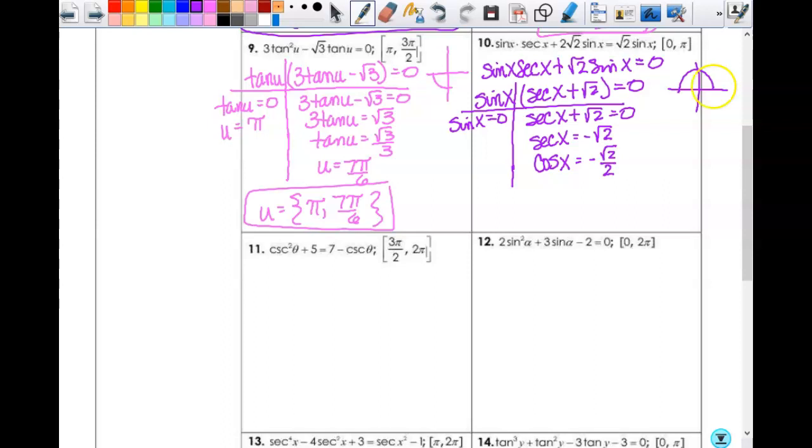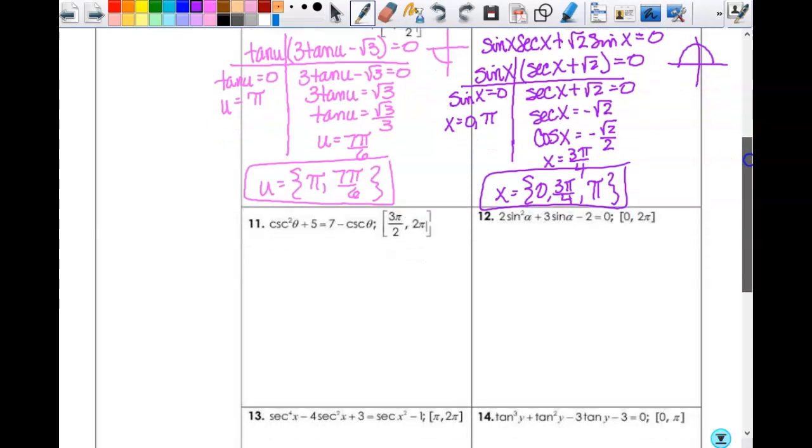Okay, so from 0 to pi, when is the sine of x 0? 0 and pi. And when is the cosine negative square root of 2 over 2? 3 pi fourths. Good. So then x is equal to 0, 3 pi fourths, and pi. Everybody good with that? Awesome. So let's look at number 11.